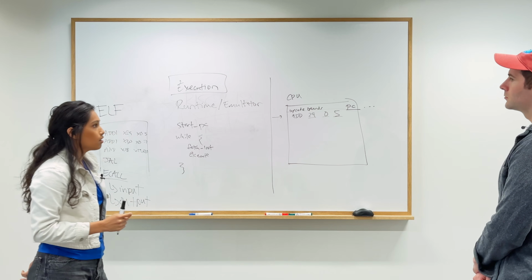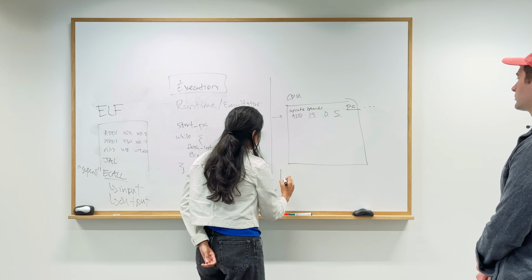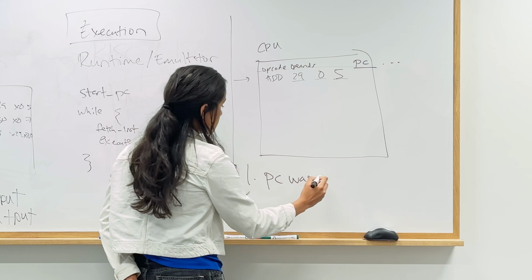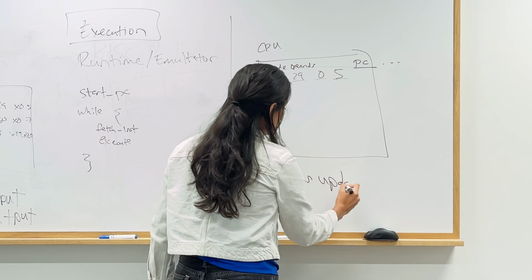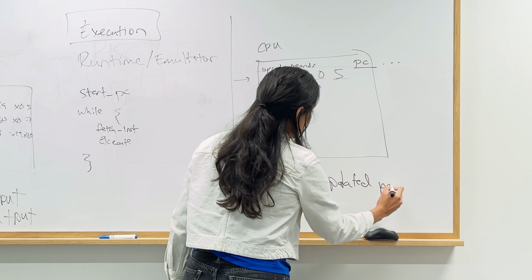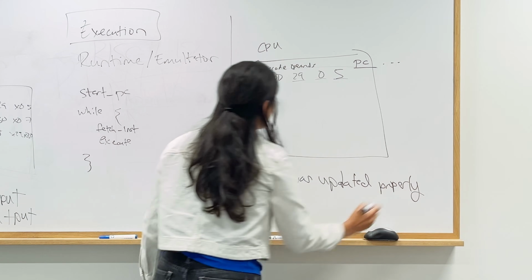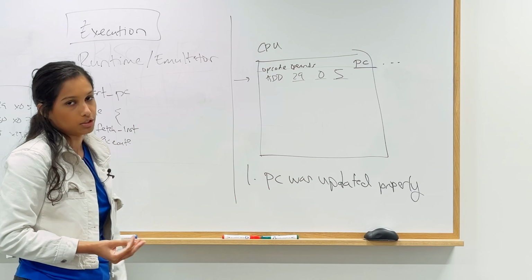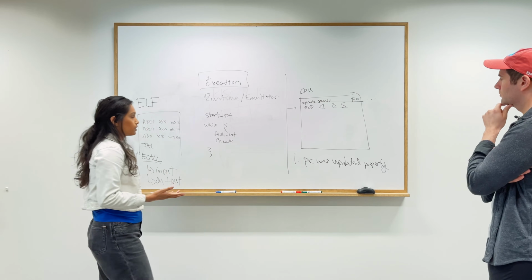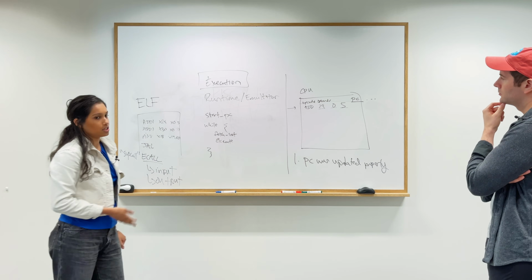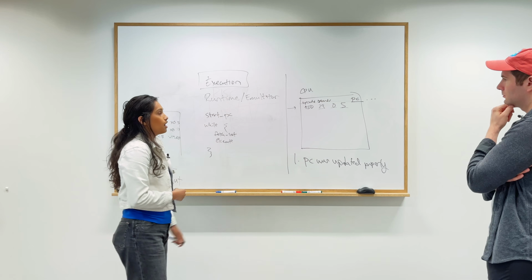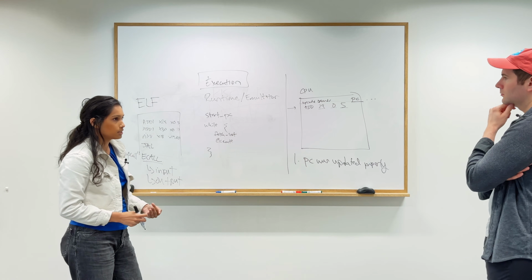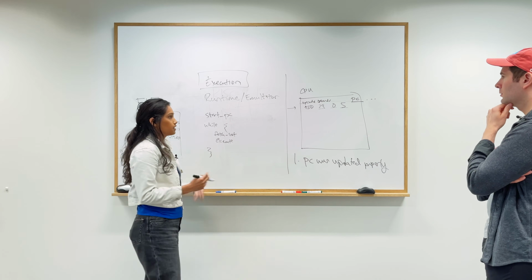So what does that involve? First, you have to check that the program counter was updated properly. For example, in the case of an add opcode, it's very simple: you just increment the program counter by 1. But in the case of, for example, a jump and link instruction or a branch instruction, you have to have more intricate logic for checking that the program counter was set properly to the next program counter.